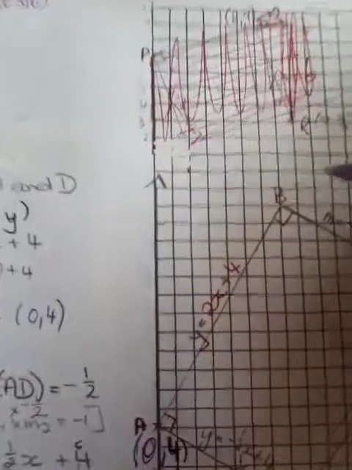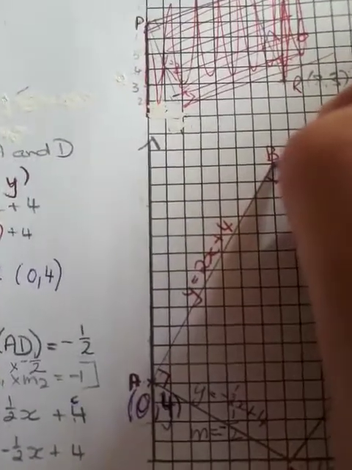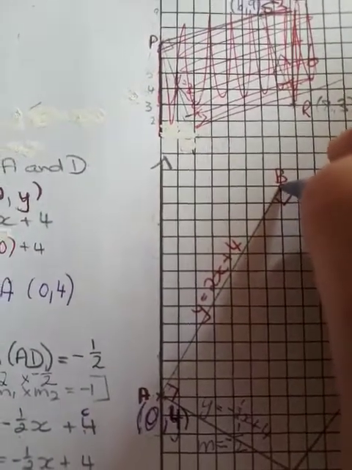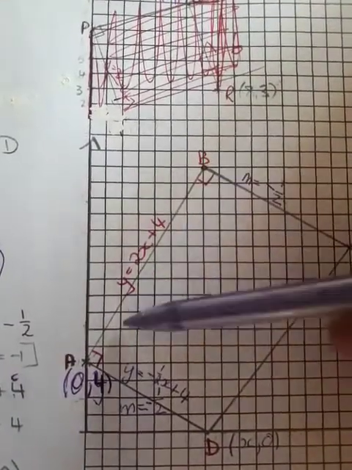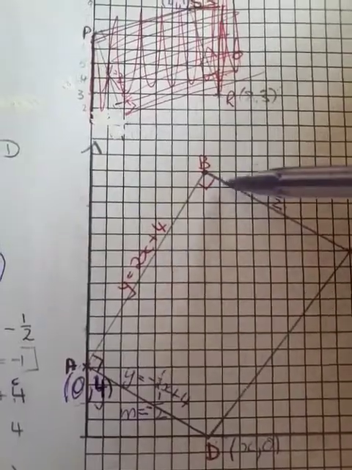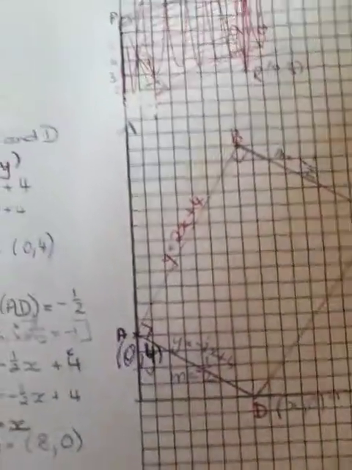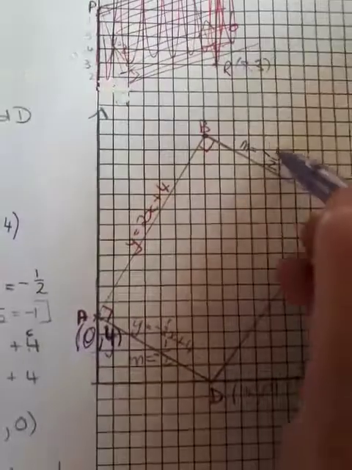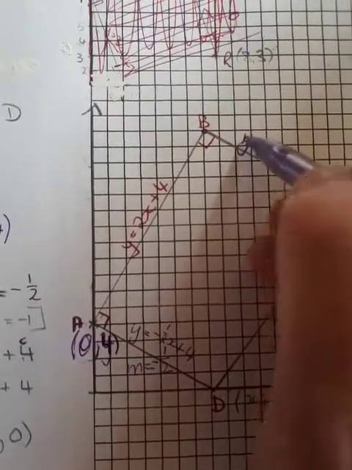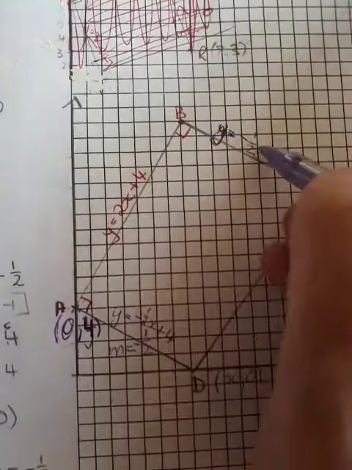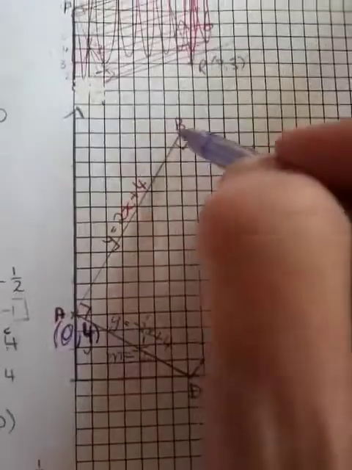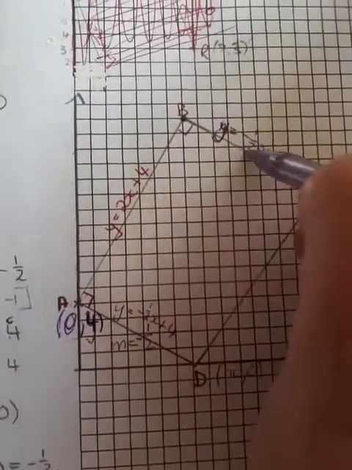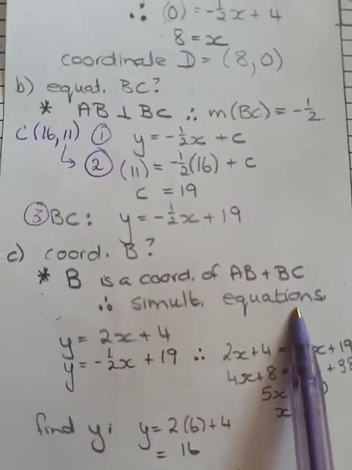Let's just go back here. The coordinate of B is asked. What is really important for you to realize, people, is that B is a point on line AB as well as on line BC. Now remember, we have calculated that line BC is y equals negative 1/2 x plus 19. And this, therefore, is an intersecting point, isn't it? So that brings us to simultaneous equations.